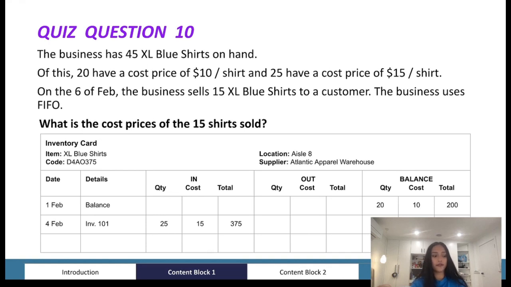So I'm going to give you 4 minutes just to answer this question. Really take the time, go through the inventory card. If you have your answer already or you finish early, you can actually practice putting in this transaction, the 6th of Feb, the sale. Practice putting that into the inventory card. But yeah, I'll give you 4 minutes.